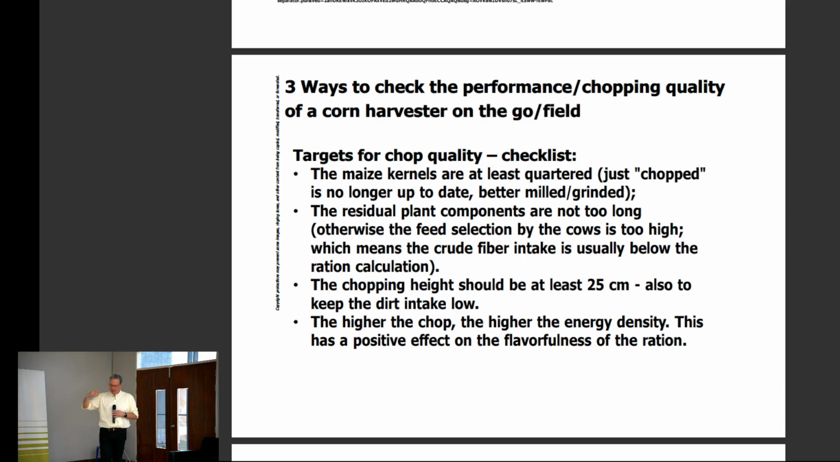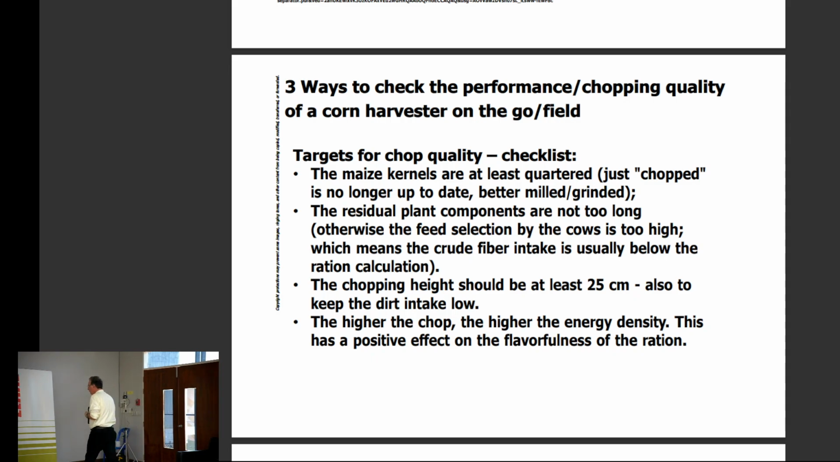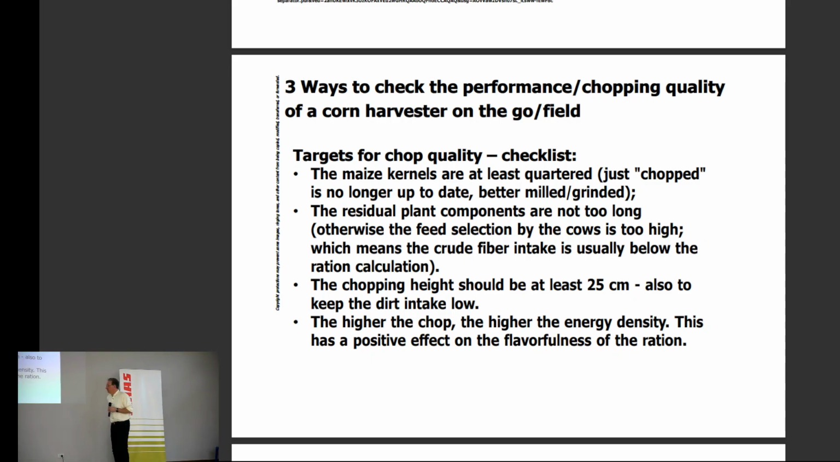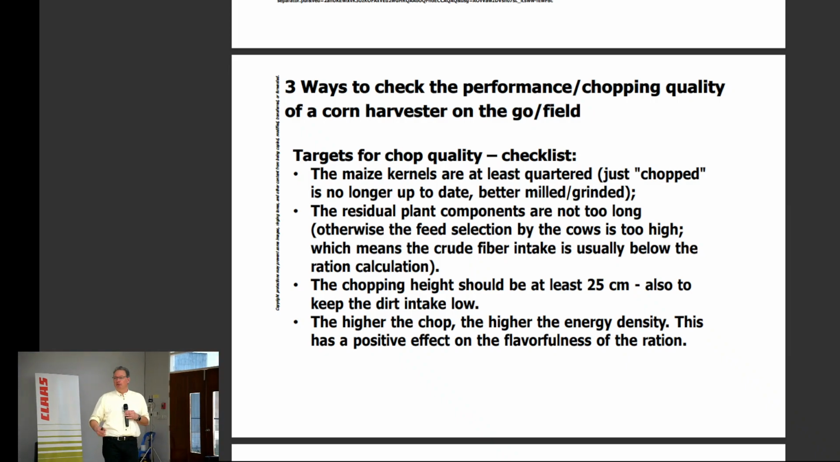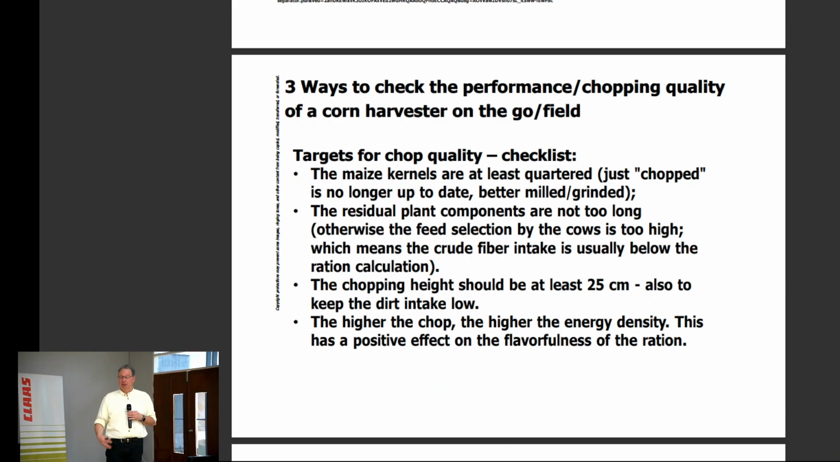And probably you remember, dirt means raw ash content, and raw ash content already means 10 to 15% less of potential of your silage. And then the interesting part is, the higher the chop, the higher is the energy density. This again can have a positive effect on the taste of your ration, and that of course might be not unimportant. Do the animals really like to eat it? Because like I said, they're very selective.